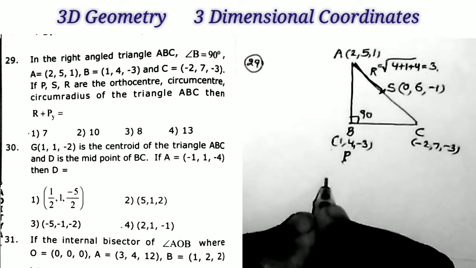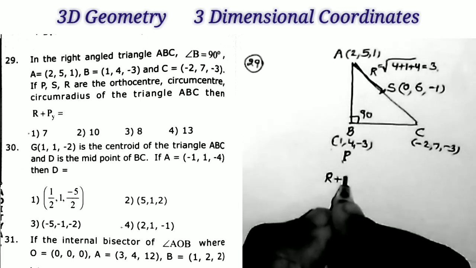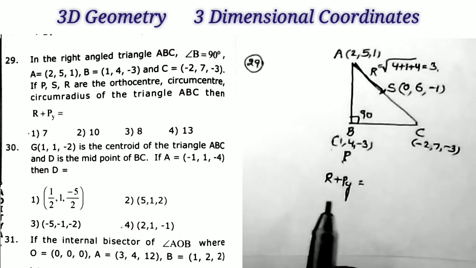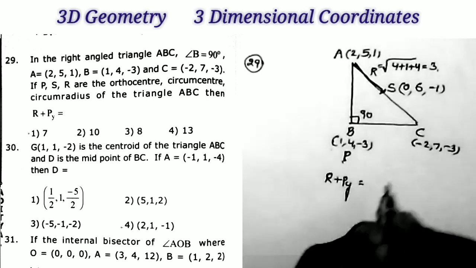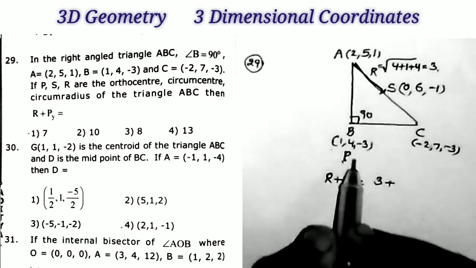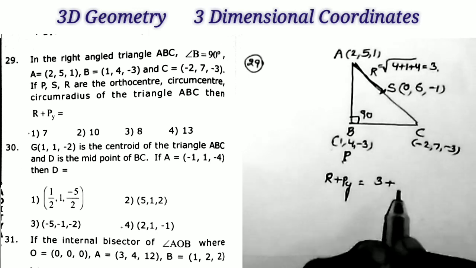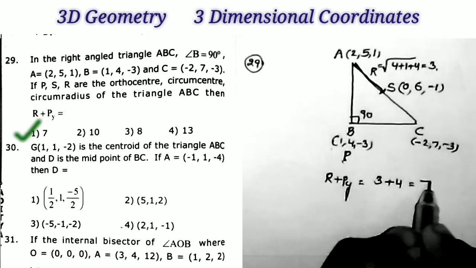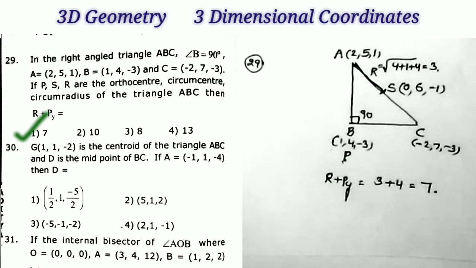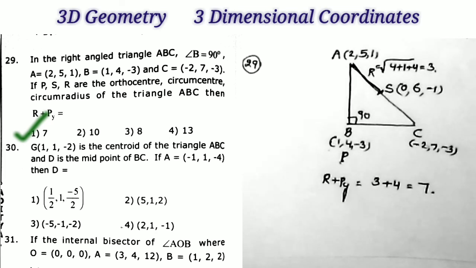Now what is the given question? We want the value of R plus Py. Here we get R is equal to 3, and Py, the y coordinate in the point P, is 4. Therefore the answer is equal to 7, and that is the first option. That's all. This is the answer.